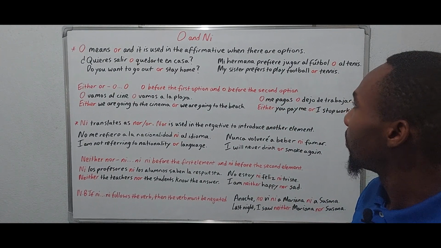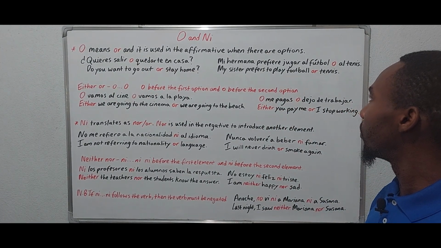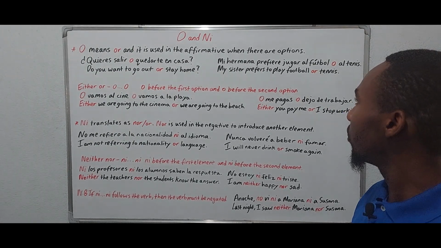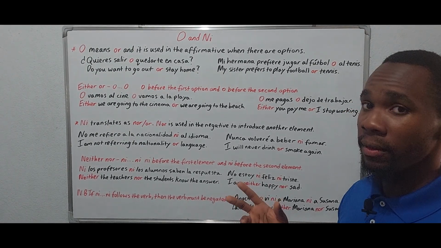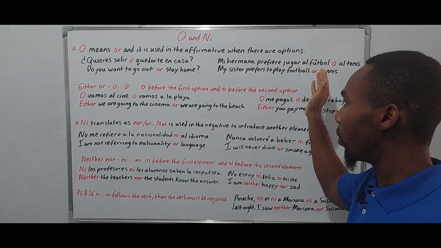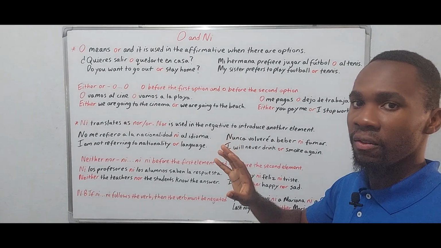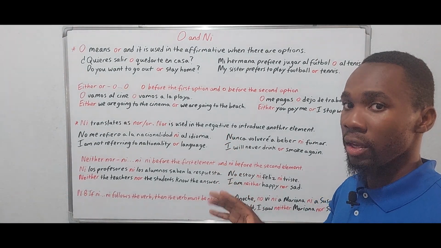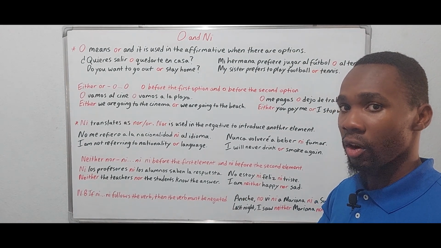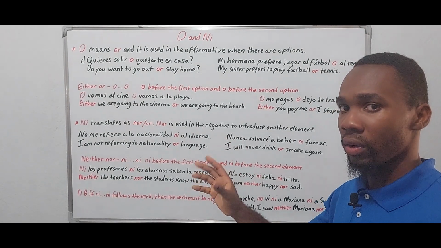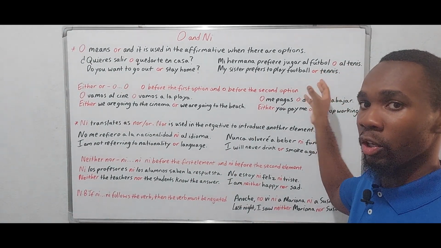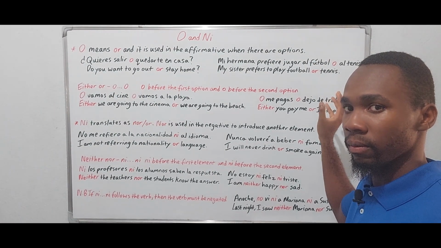Mi hermana prefiere jugar al fútbol o al tenis. My sister prefers to play football or tennis. Once again, mi hermana prefiere jugar al fútbol. That in and of itself is a complete idea, a sentence. But if I want to add an alternative or another option, I use o and then that other option, right? So my next option would be o al tenis.